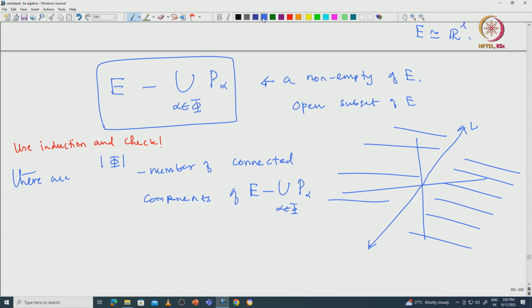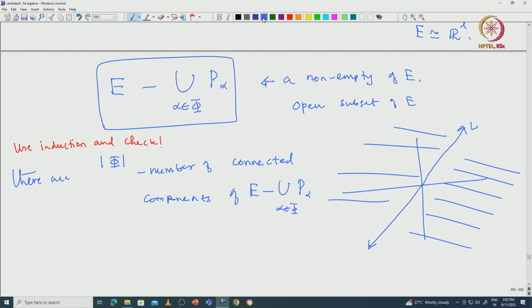So, that proves that the complement of this union P alpha, alpha in phi, is an open set which has this many connected components, and each connected component will again be an open subset, and more than open, it will be a convex subset. That is something I will leave it to you to check.